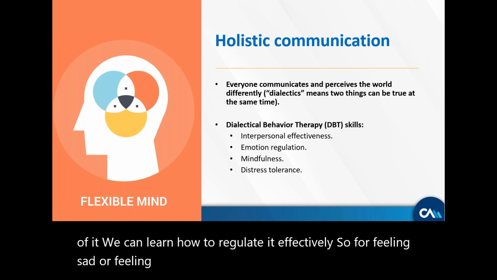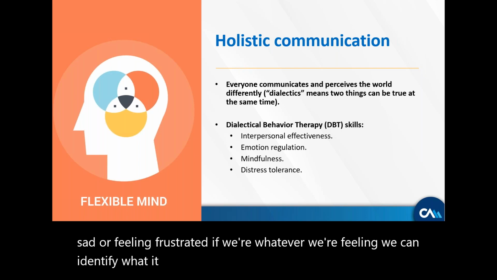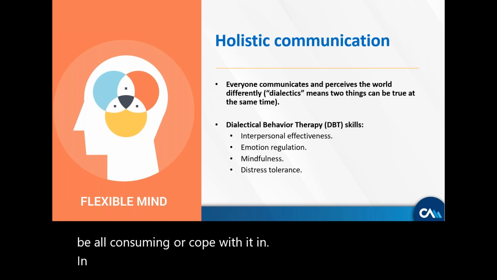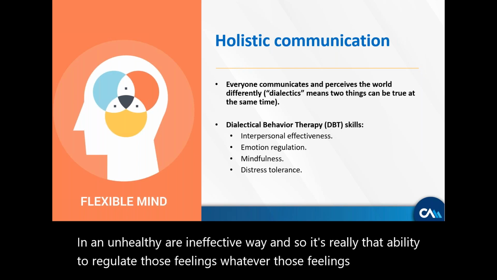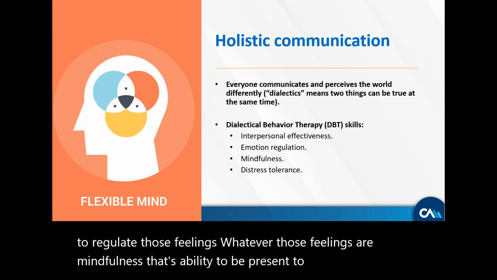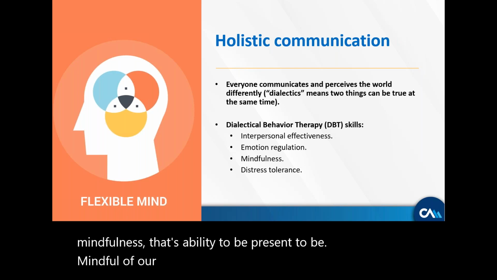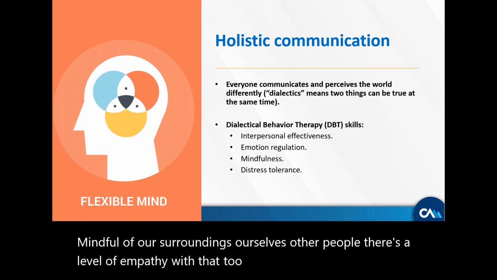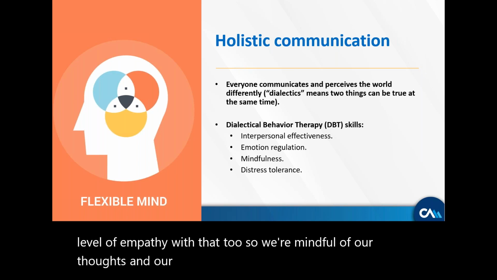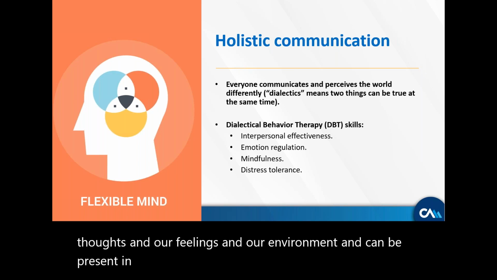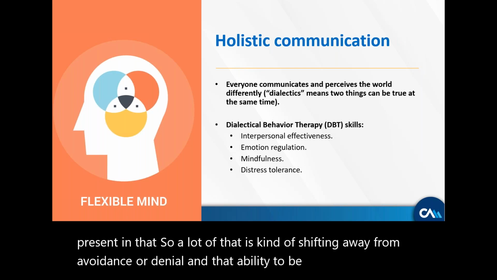So if we're feeling sad, if we're feeling frustrated, whatever we're feeling, we can identify what it is. We can learn to sit with it and not have it be all-consuming or cope with it in an unhealthy or ineffective way. And so it's really that ability to regulate those feelings, whatever those feelings are. Mindfulness, that's the ability to be present, to be mindful of our surroundings, ourselves, other people. There's a level of empathy with that too. So we're mindful of our thoughts and our feelings and our environment, and can be present in that. So a lot of that is shifting away from avoidance or denial and toward that ability to be present.